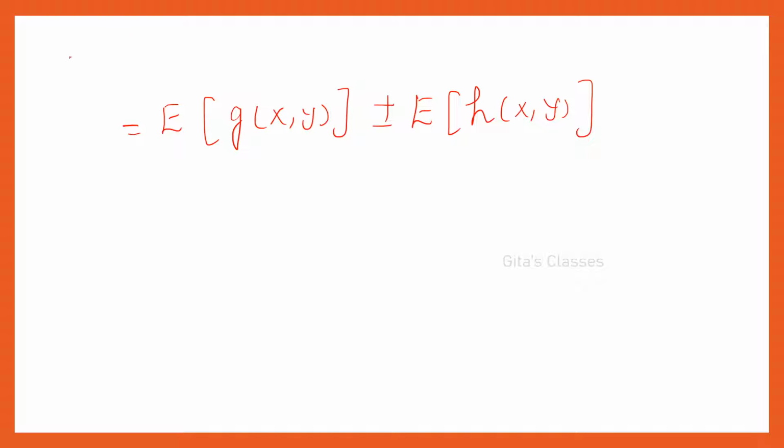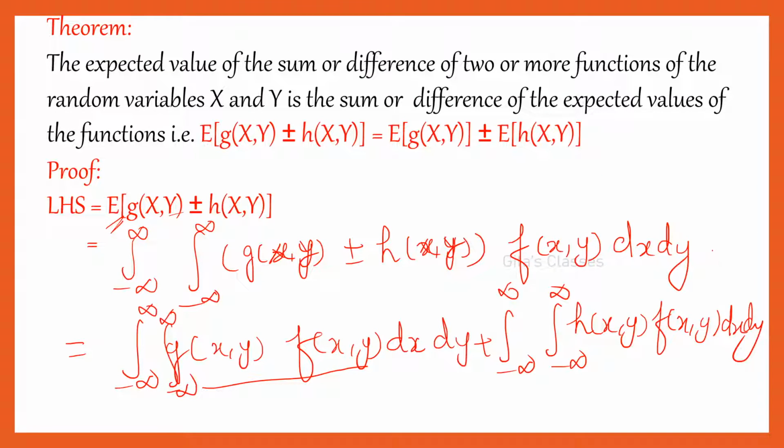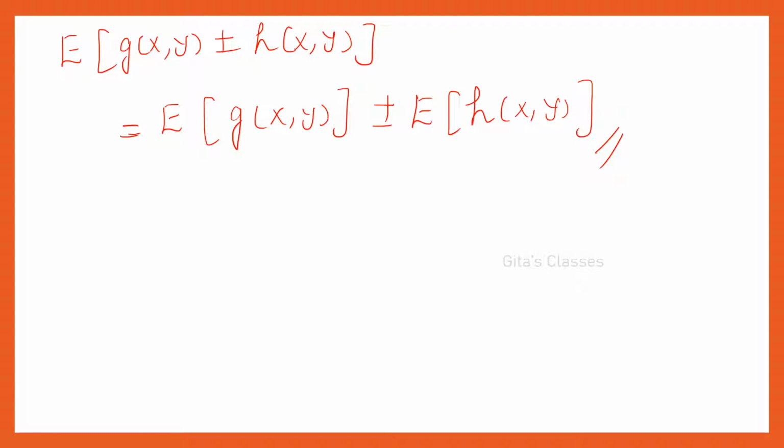We started with E of g of x comma y plus or minus h of x comma y. We have proved this. This is what you wanted to prove, right? E of g of x comma y plus or minus h of x comma y is equal to, as we have proved, E of g of x comma y plus or minus E of h of x comma y.